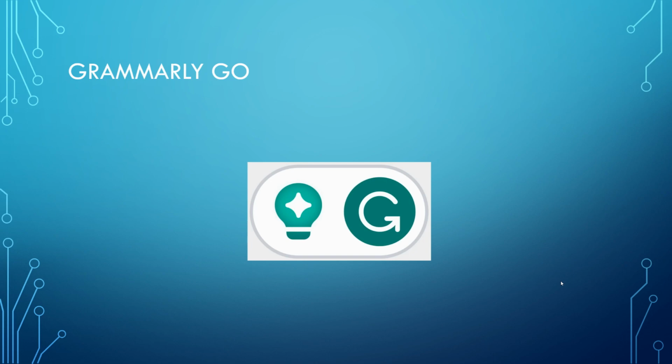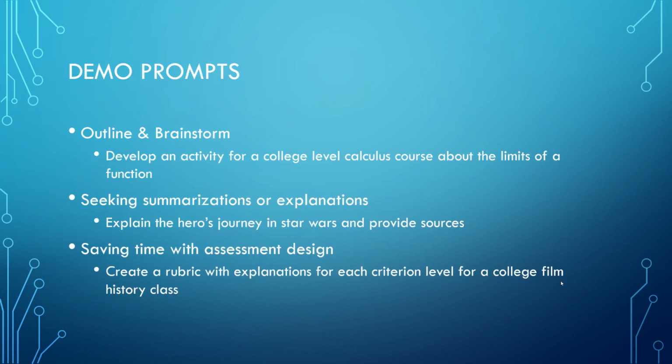But before we dive into Grammarly Go, I want to just review the demo prompts. So we're going to ask Grammarly to help us with these three things. We're going to do a little outlining and brainstorming. We are going to see if it can help us summarize or explain something. So we'll put our student hat on and see if it can help us understand something that might have been difficult from class. And then we're going to see if it can save us time with some assessment design. So we're going to try to get Grammarly to write us a rubric.